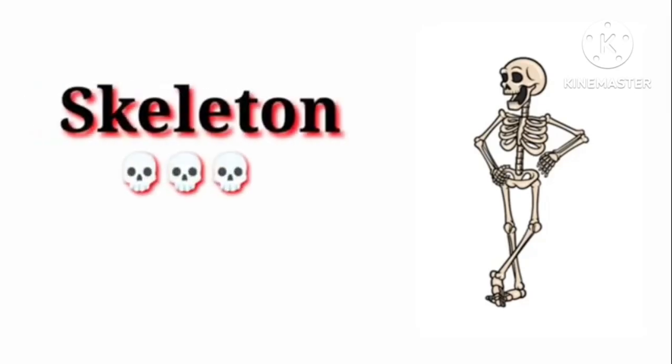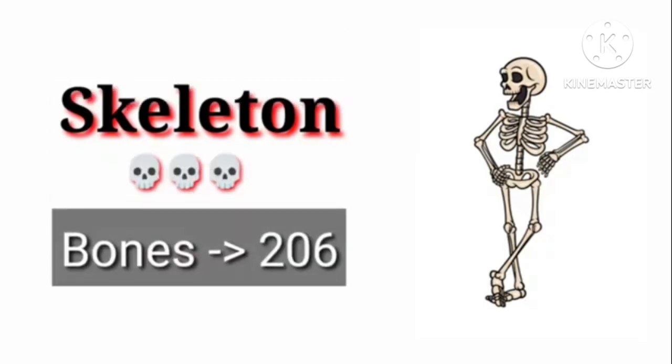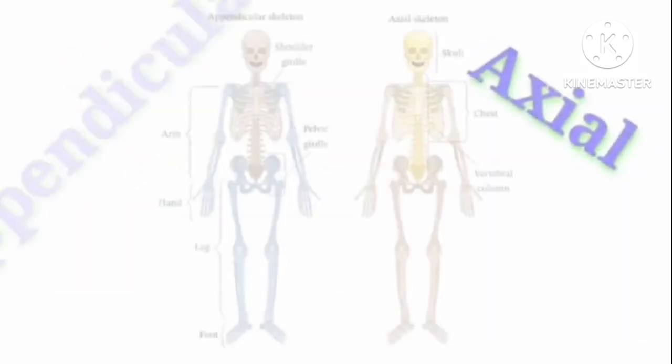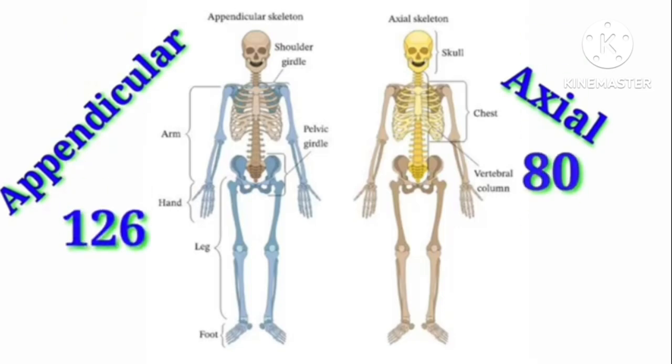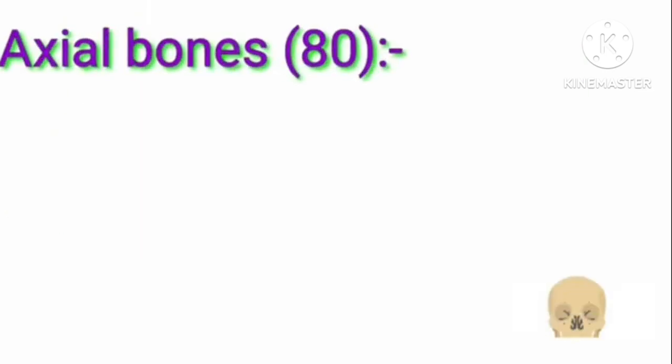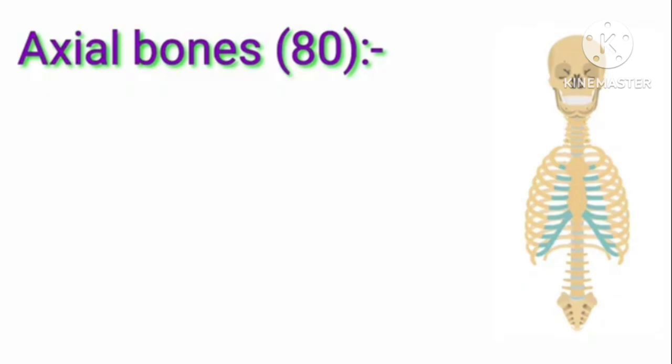Hello guys, today we are going to discuss the skeletal system and the bones of the whole skeletal system. So let's start. There are 206 bones in the human body, which includes the appendicular and the axial skeletal system. Appendicular bones are 126 and axial are 80.